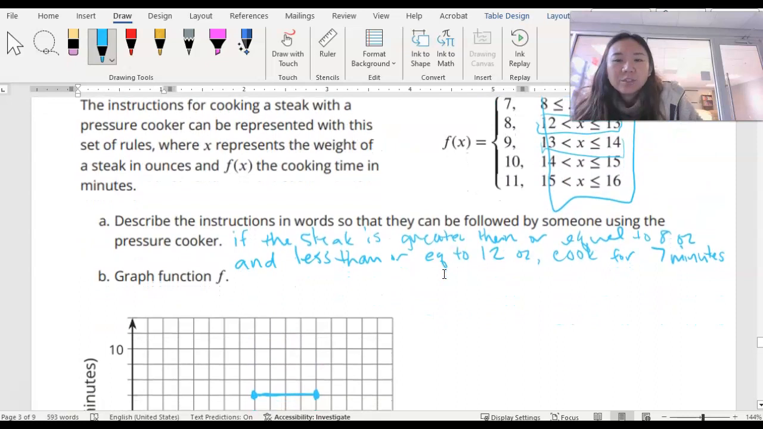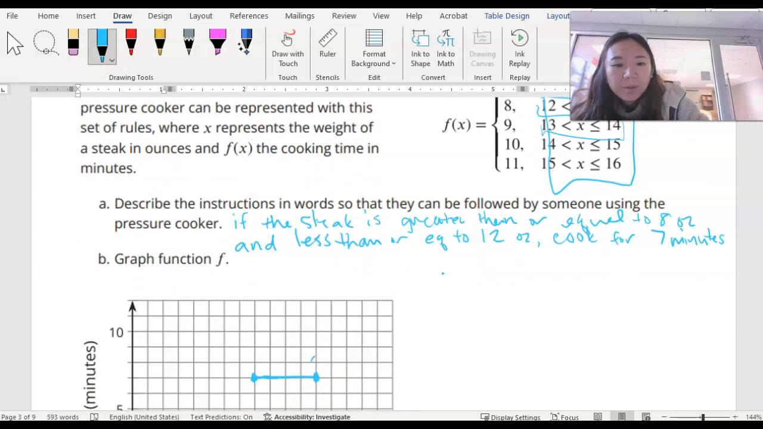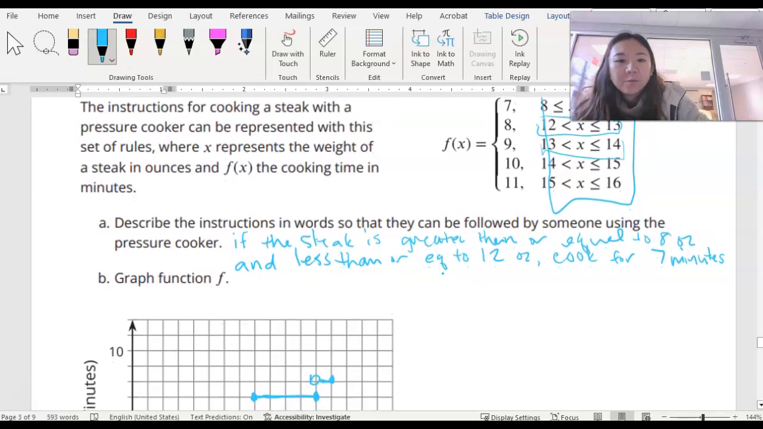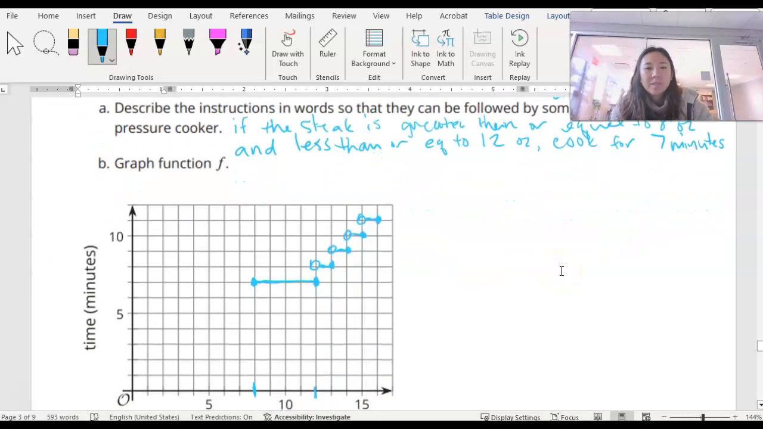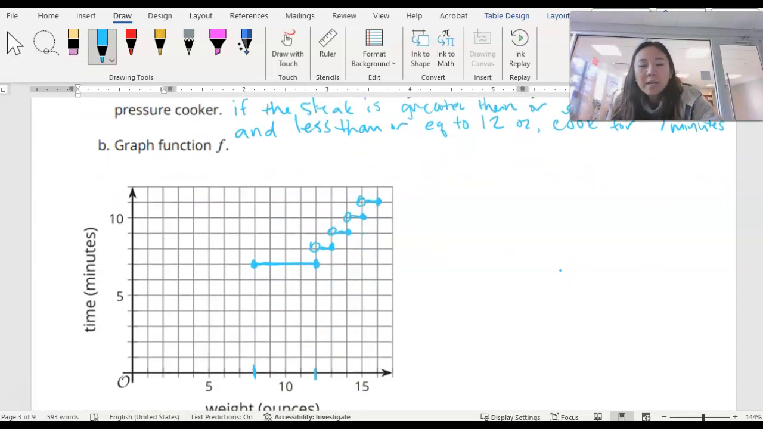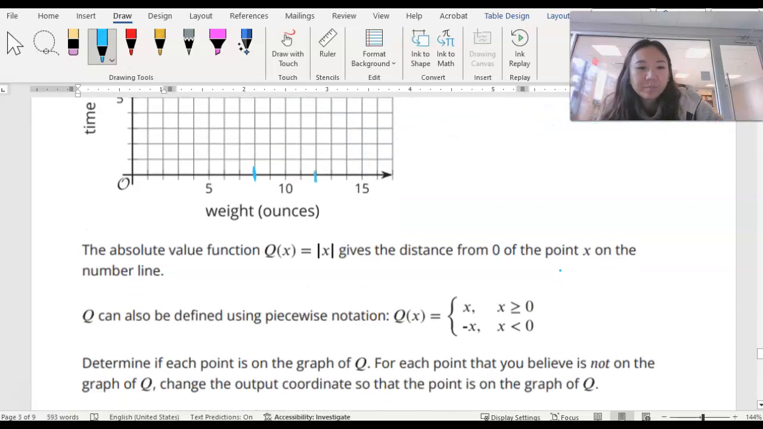Then looking at 12 ounces, it goes up a minute. And until we get to 13 ounces, we're going to be at 8 minutes. Then from 13 to 14, we're going to be at 9 minutes. From 14 to 15, we're going to be at 10 minutes. And then from 15, not including 15, right, but through 16, we're going to be at 11 minutes. So this just shows you that different cooking times are going to be required for different ounces of steak.